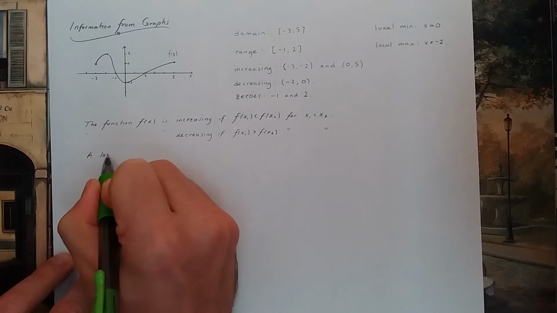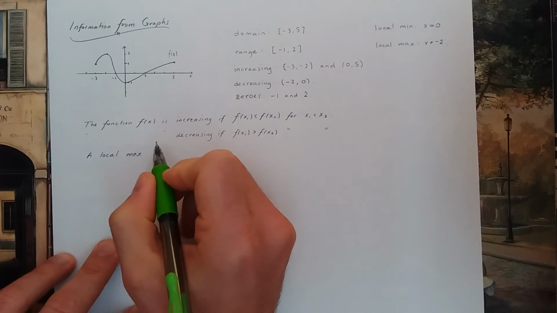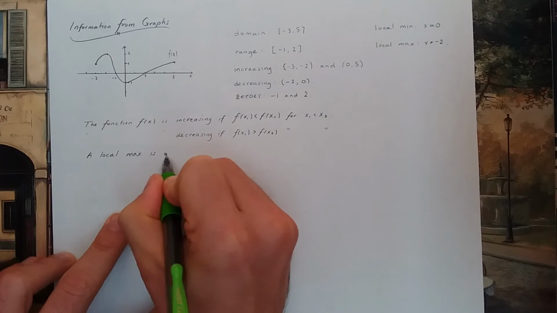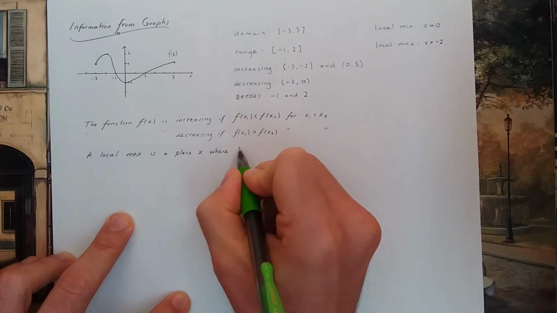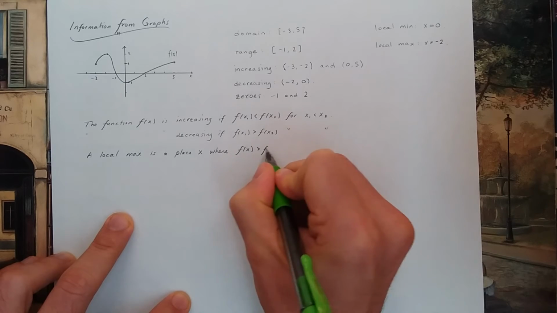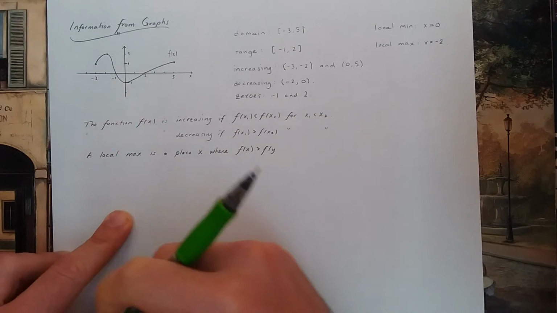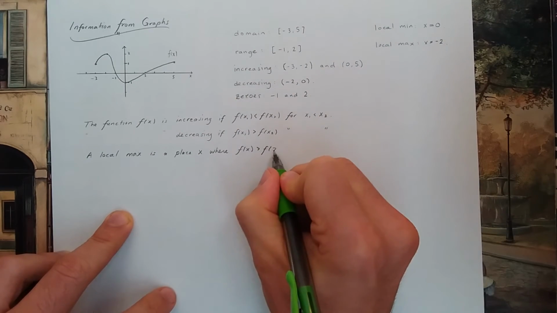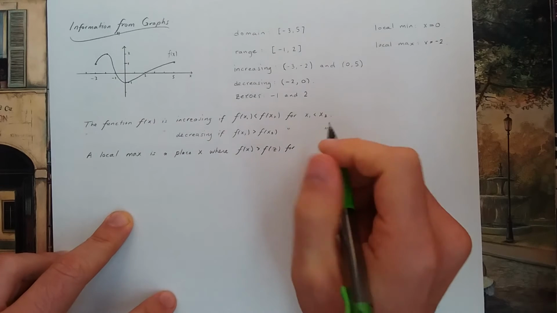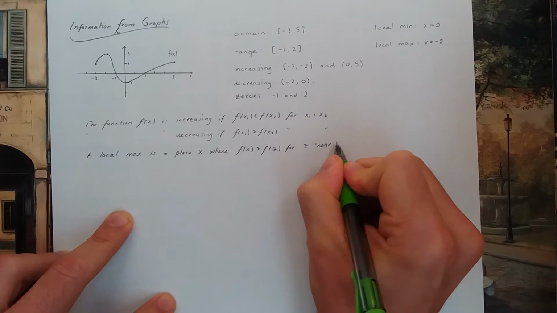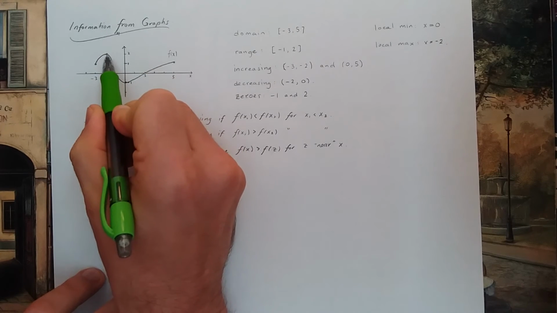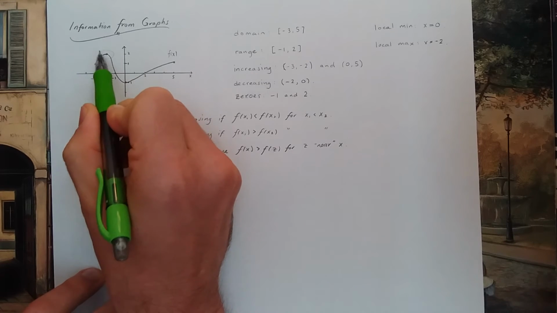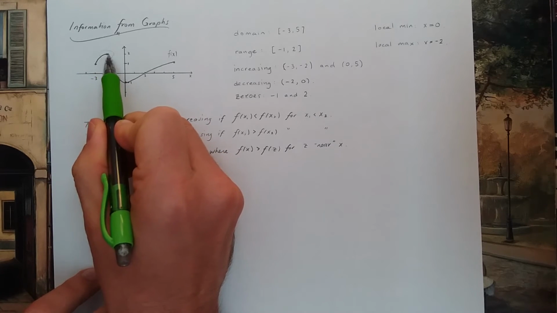So a local maximum is a place x where f of x is bigger than, let's say, f of z for values z near x. So what I'm trying to say is this place on the function is bigger than values of the function nearby.